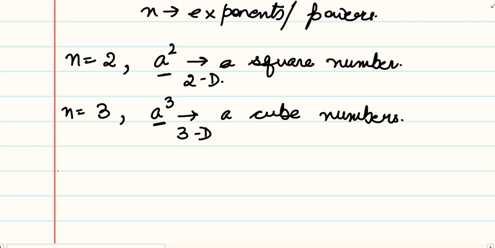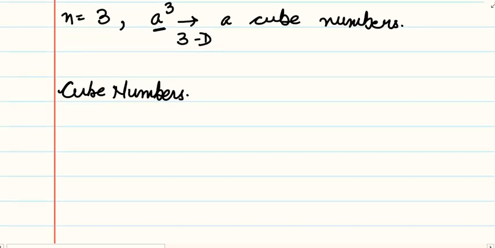Now let us come to the next topic, that is cube numbers. What are cube numbers? Now, as you know, if I multiply 1 into 1 into 1, what will be my result? Coming out to be equal to 1. So I have taken a cube of side 1 unit, that is length of 1 unit, breadth also of 1 unit, and height also of 1 unit.